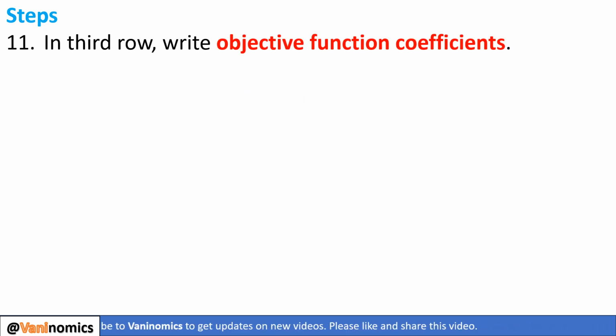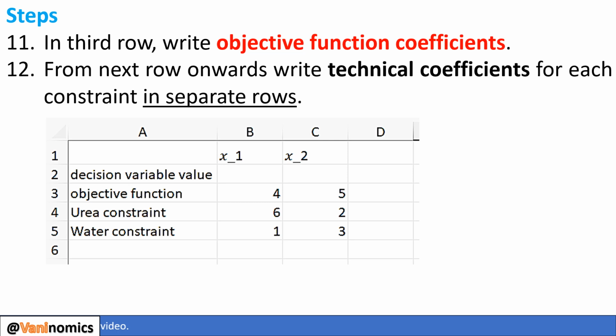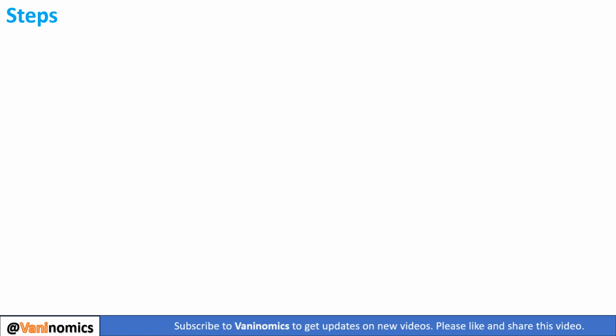Then next step, in third row write objective function coefficients, and from next two rows onwards after these write technical coefficient for each constraint in separate row. So you can see the objective function coefficients are 4 and 5. Then I write coefficient, technical coefficient for urea as well as water constraint in the separate rows.